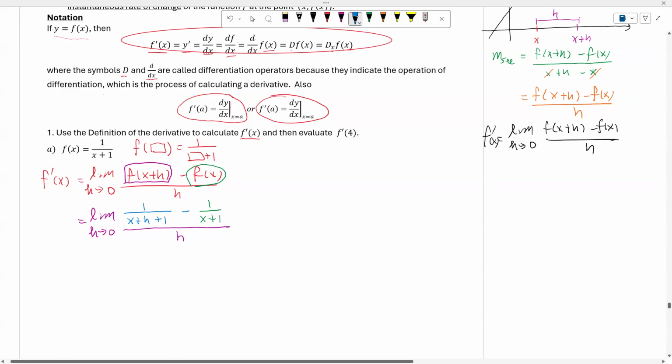So again, if we have fractions, what we need to do is find the LCD. In this case, the LCD is equal to x plus h plus 1 multiplied by x plus 1. So now I'm going to multiply top and bottom by x plus h plus 1, x plus 1.